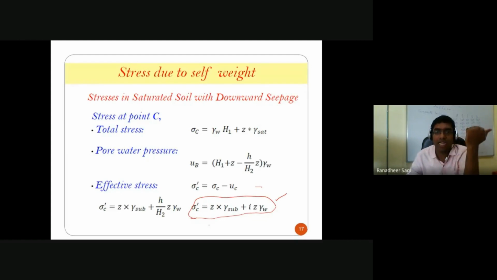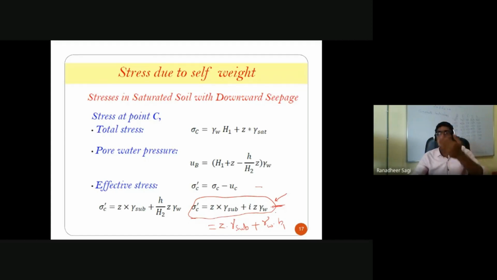So what we had from the previous expression is Z into the submerged unit weight of the soil plus gamma w into small h1, where that small h1 we calculated as i into Z. Okay, so that is what we are getting as the effective stress at point C. So we have seen either at the top of the soil sample or at the bottom of the soil sample, or in other words at the upstream end or at the downstream end of your soil sample, or anywhere in between, we are able to understand how to calculate the total stress, effective stress and pore water pressure that exist in the soil.